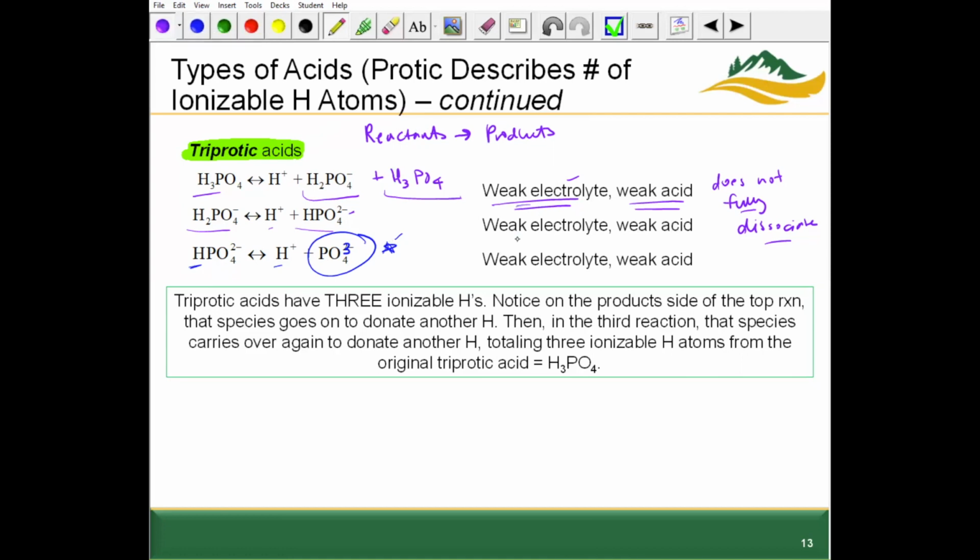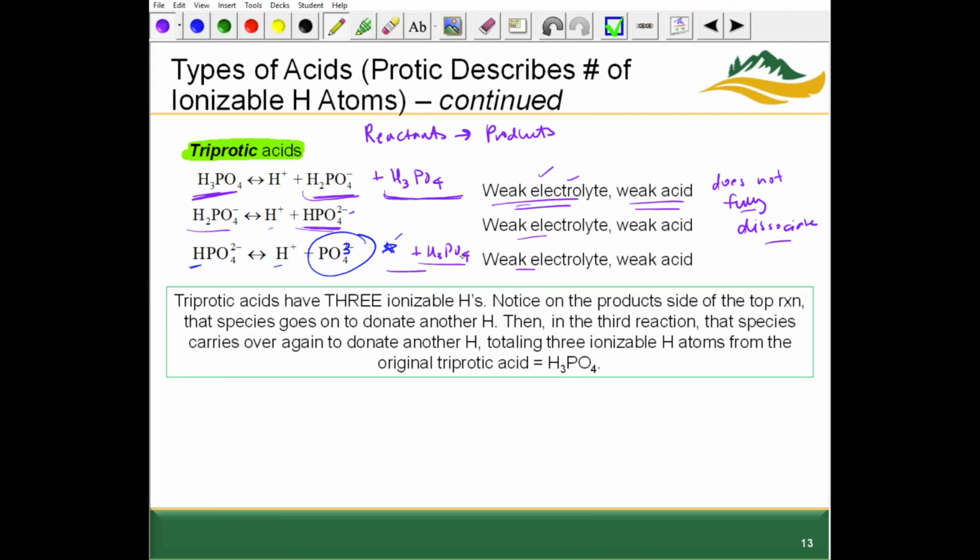Technically, these are all weak electrolytes. They don't fully dissociate into their ions. So really, we could have some of this original acid still present on the products side. This will not fully dissociate, this will not fully dissociate, and this will not either. So we'll have the presence of all these different options in solution for a weak electrolyte and a triprotic acid like this.